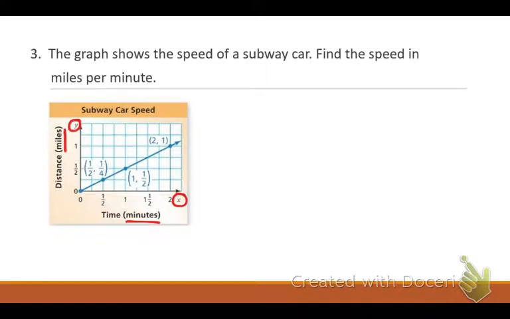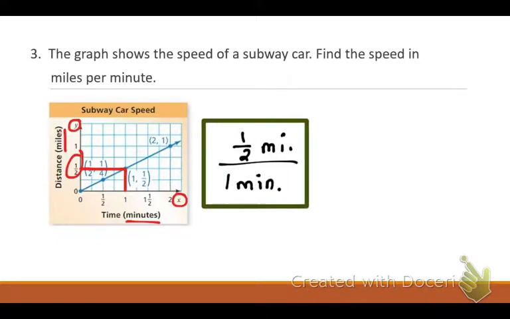If you would, take your red pen and go up to the dot. Now if I were to come over here and continue, what is the distance that is traveled in 1 minute? What's it say there? Where did we end up right here? 1/2, all right? So when it asks us, find the speed in miles per minute, the answer is 1/2 mile per 1 minute.